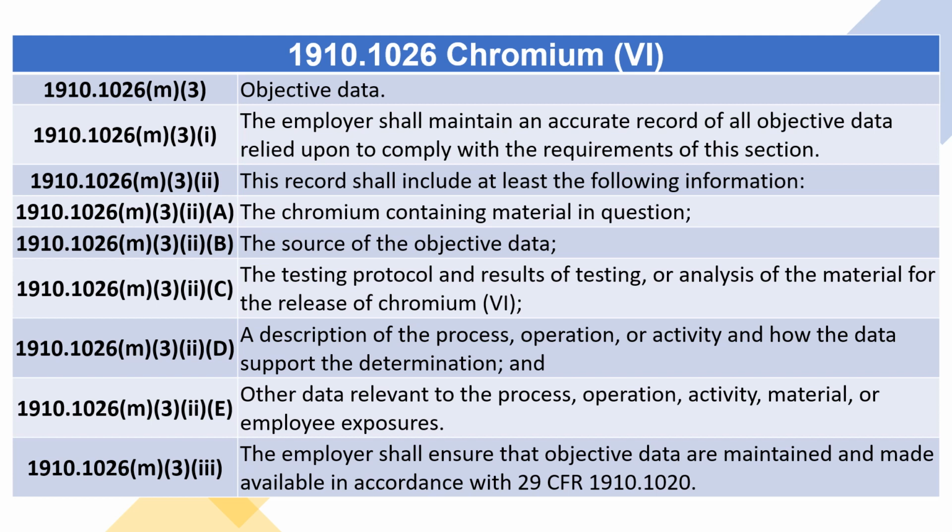1910.1026(m)(3), Objective Data. 1910.1026(m)(3)(i), the employer shall maintain an accurate record of all objective data relied upon to comply with the requirements of this section. 1910.1026(m)(3)(ii), this record shall include at least the following information. 1910.1026(m)(3)(ii)(A) through (E): the chromium-6 containing material in question, the source of the objective data, the testing protocol and results of testing or analysis of the material for the release of chromium-6, a description of the process, operation, or activity and how the data support the determination, and other data relevant to the process, operation, activity, material, or employee exposures. 1910.1026(m)(3)(iii), the employer shall ensure that objective data are maintained and made available in accordance with 29 CFR 1910.1020.